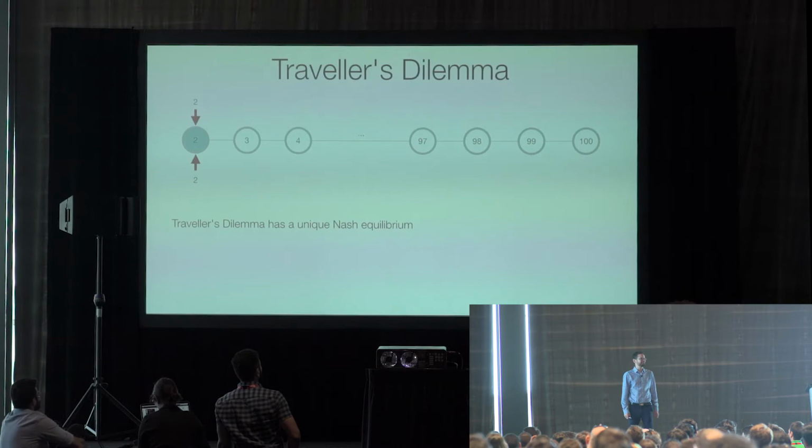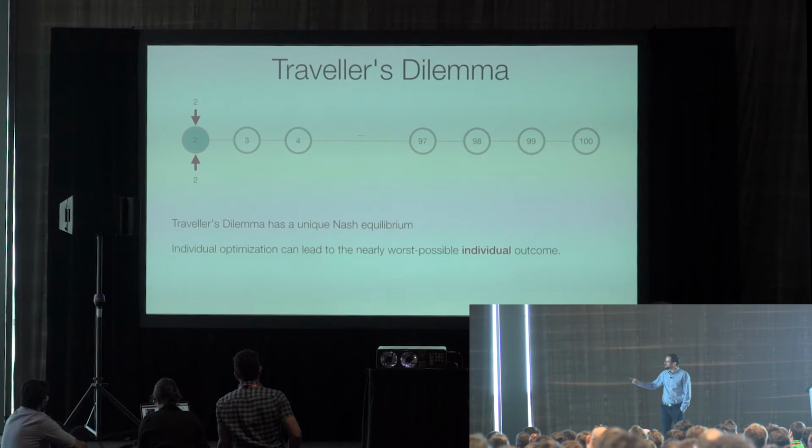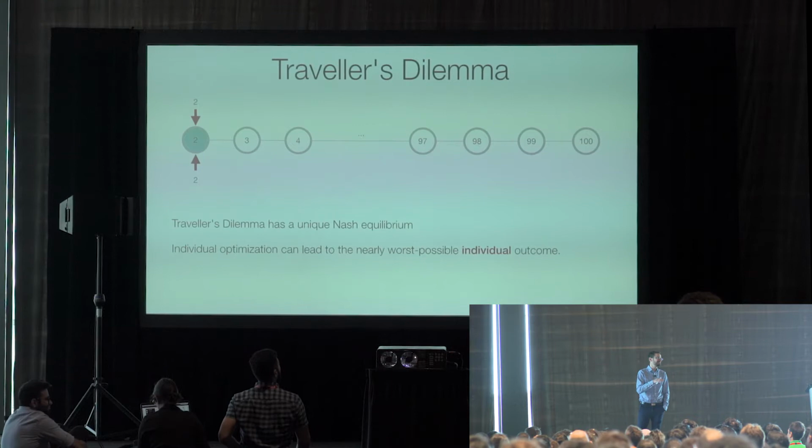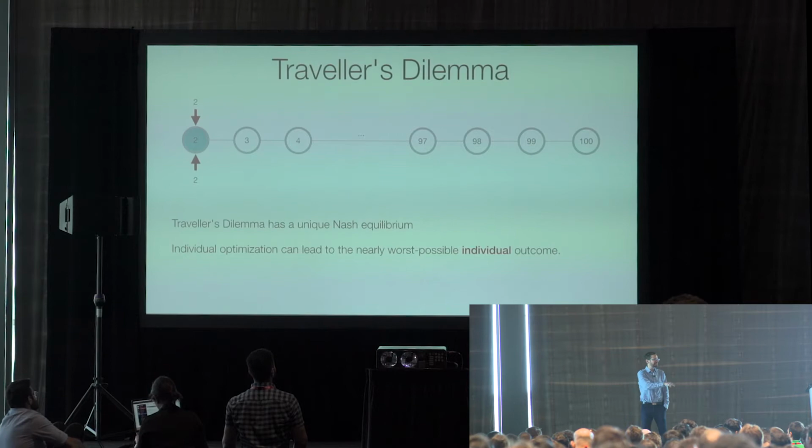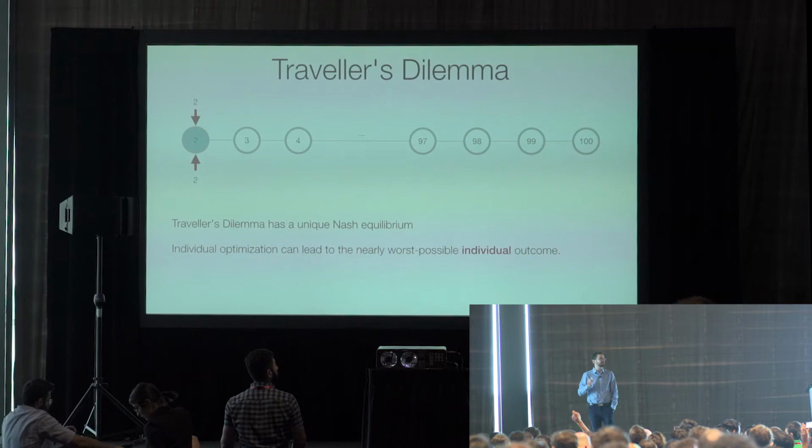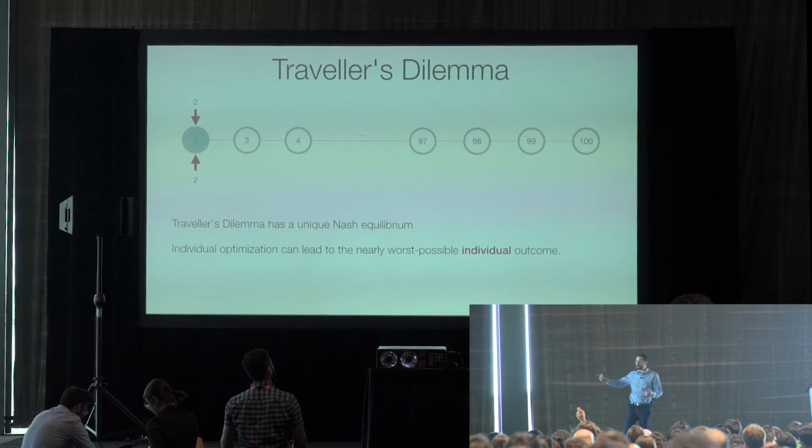So the point of this game is that individual optimization can lead to the nearly worst. It's not actually the worst. The worst is someone else plays 2 against me, and I play a higher number, and I get 0 instead of 2. But that's only one worse. So individual optimization can lead to the nearly worst individual outcome. So it's not even some story about how we would all be better off if we blah, blah, blah. Like, no, even just one person would be better off to not individually optimize in this way. Question in the front?